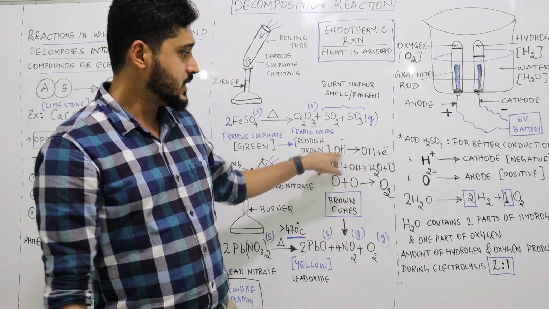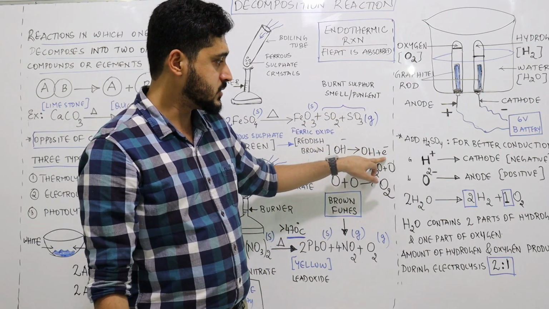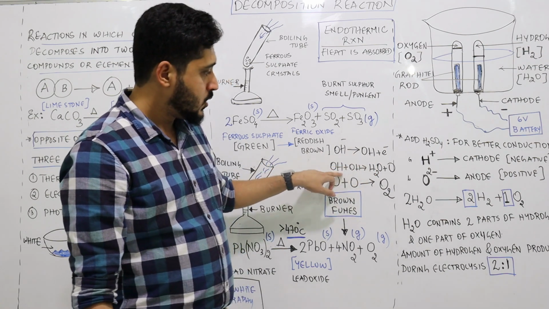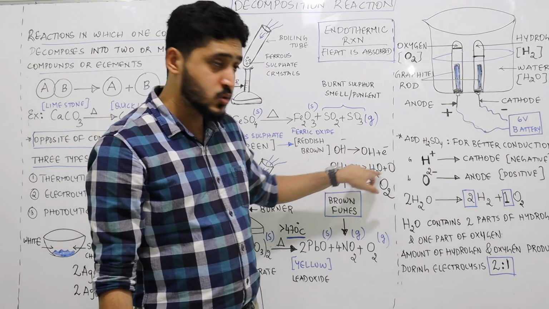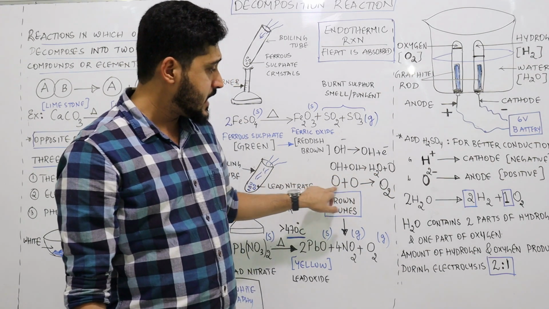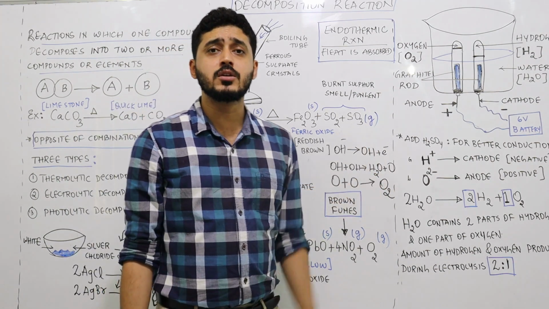So OH minus at the anode loses an electron and becomes OH. OH combines with one more OH to give you H2O and an oxygen atom. That oxygen atom combines with one more oxygen atom to give you O2.